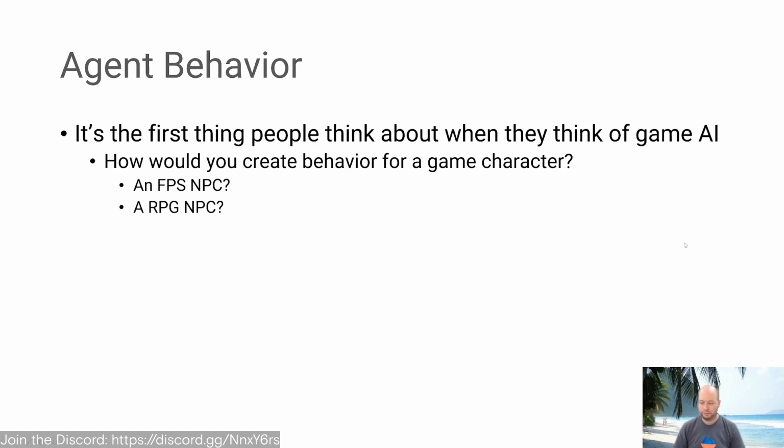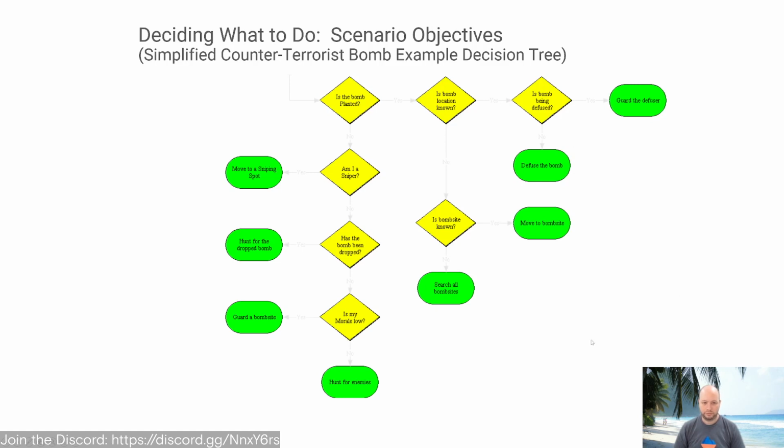For example, right here's a very simplified counter-terrorist bomb example decision tree, right? And you can see it looks like a relatively simple finite state machine with these conditional Boolean decisions that result in the green action to take given the state of the game. So, for example, you start off, is the bomb planted, yes or no? If no, am I a sniper? If so, I'm going to go set up as a sniper. If no, has the bomb been dropped? I'm going to look for the bomb, right?